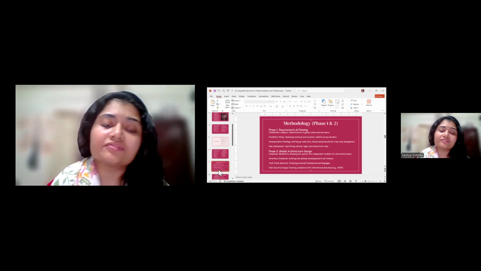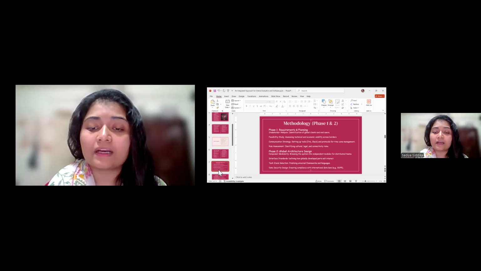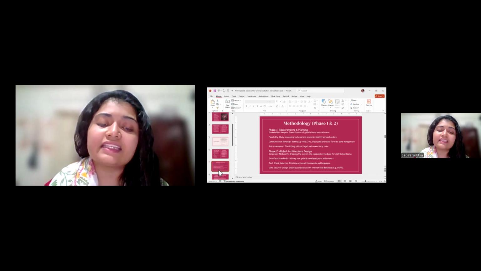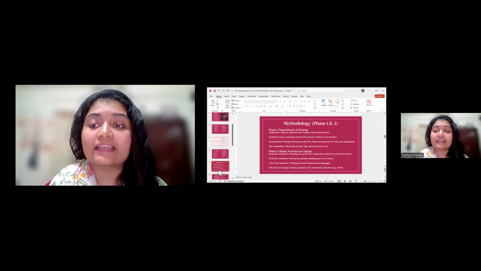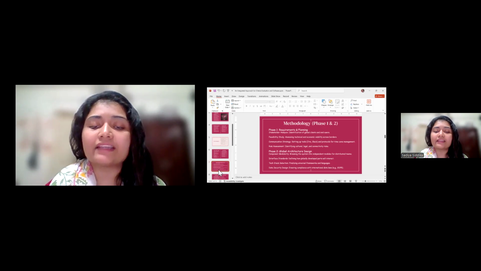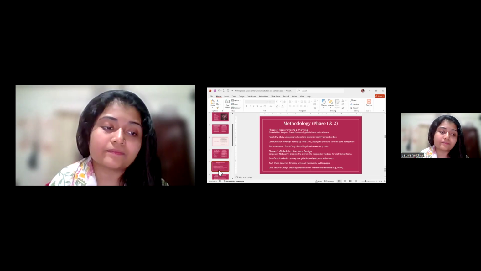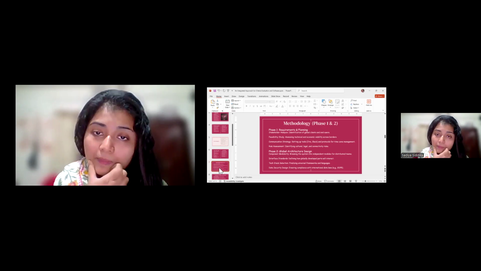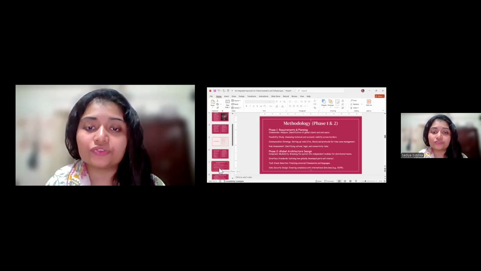Interface standards, defining how globally developed parts still interact. Tech stack selection, finalizing universal frameworks and languages. Data security design, ensuring compliance with international data laws. So this is about methodology, which is phase 1 and 2.